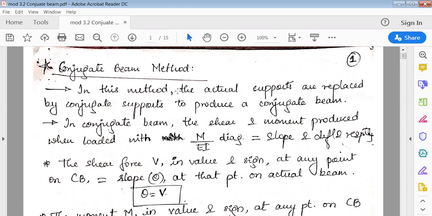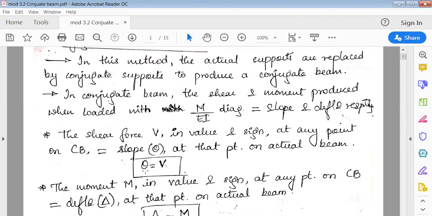Okay, so in this method, basically, we're going to do something with the supports. Now there are two types of beams here. One is the real beam, which is actually given in the problem, and the next is a conjugate beam. So we're going to take the real beam and convert it into a conjugate beam, and that's why it's called the conjugate beam method.